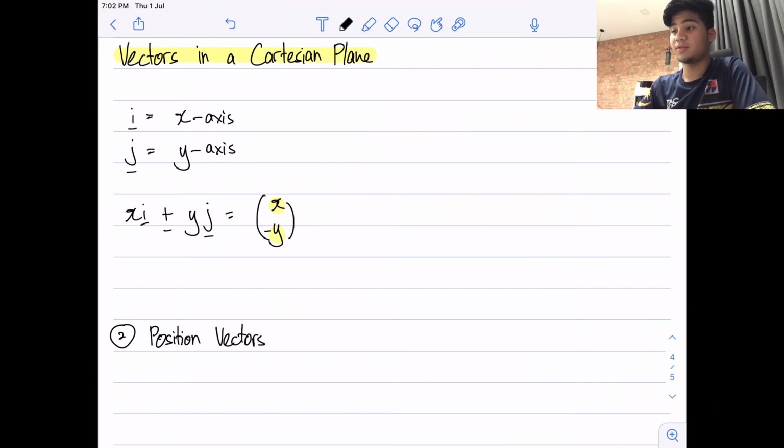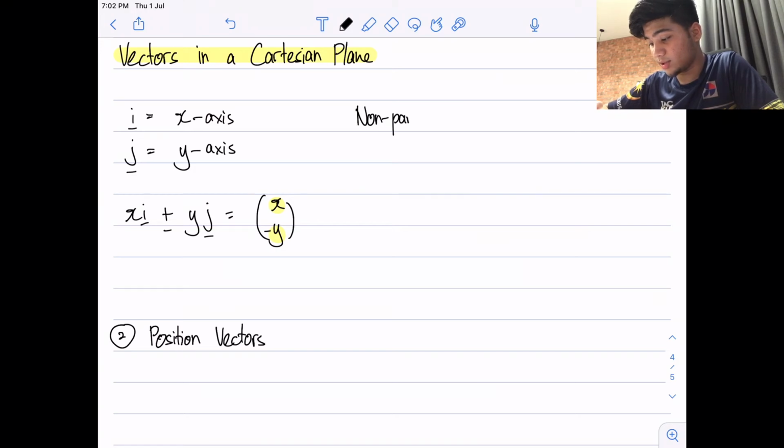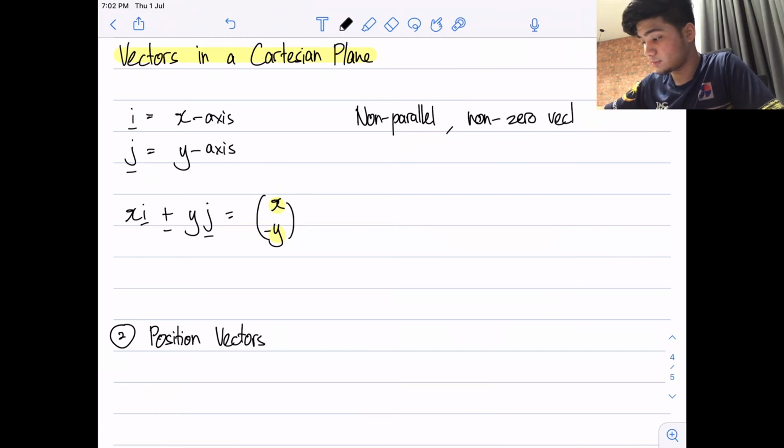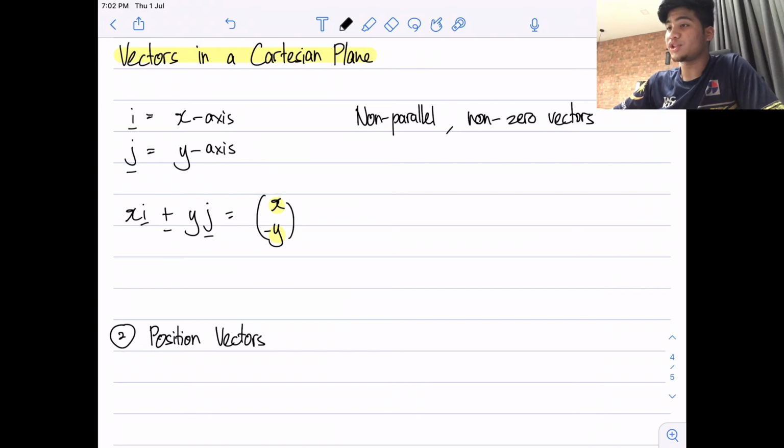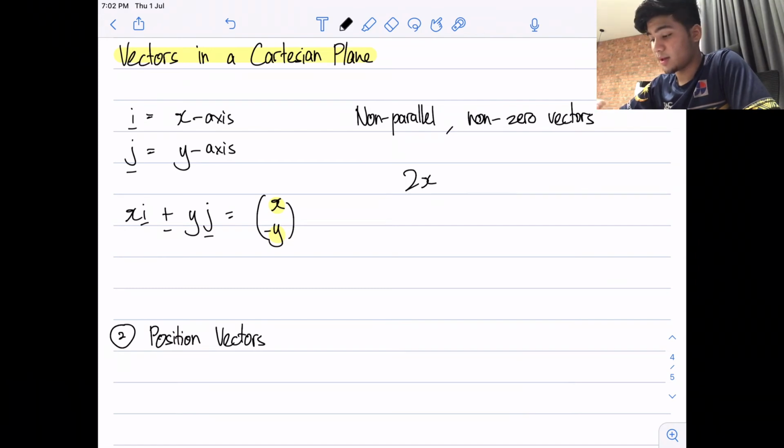But the other thing we need to know is non-parallel and non-zero vectors. Alright, so this one's a very special case. Non-parallel, non-zero vectors. Basically, the thing that questions will do is usually they'll give an equation. So the example I'll give right now is 2 vector x plus a vector y.